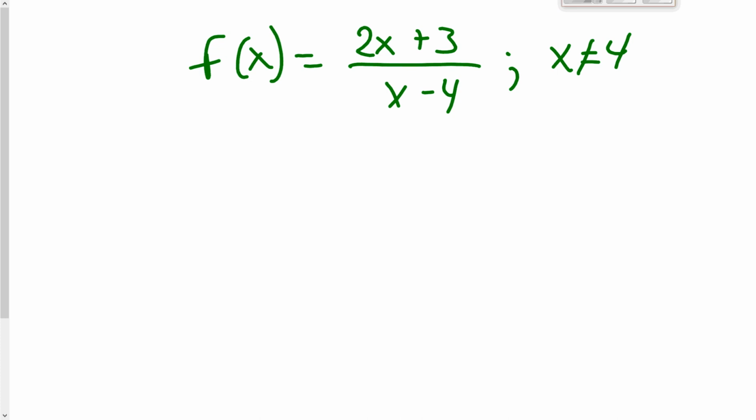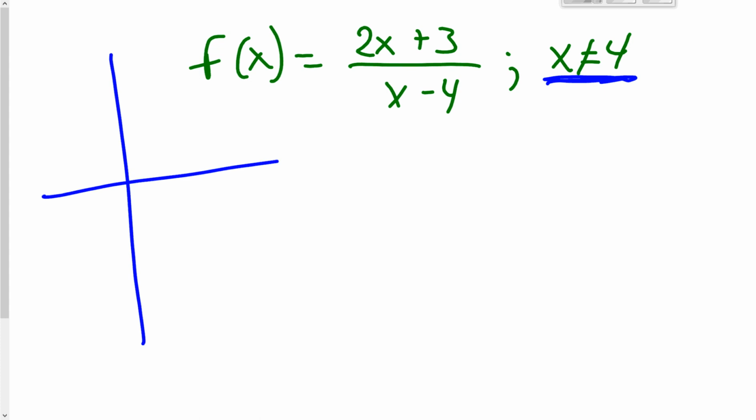So here's a function, right? So this one does have a restriction, and the reason it has a restriction is because when we put in 4, we get 0 in the denominator, which we can't have. Now this is a function, right? And we could actually graph this. You learned how to graph it in chapter 3, right?